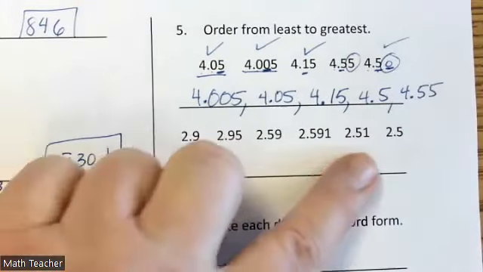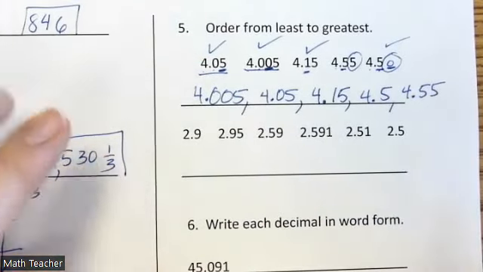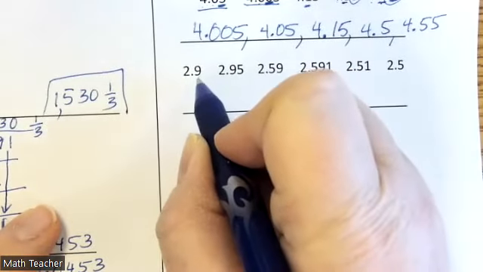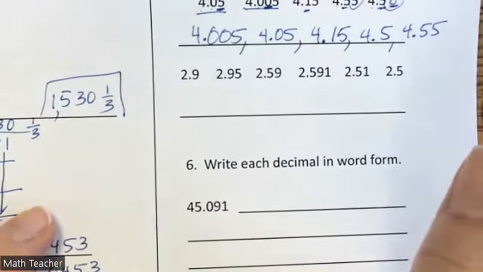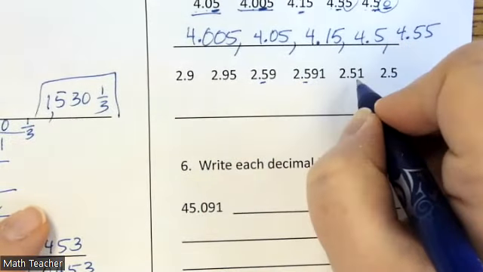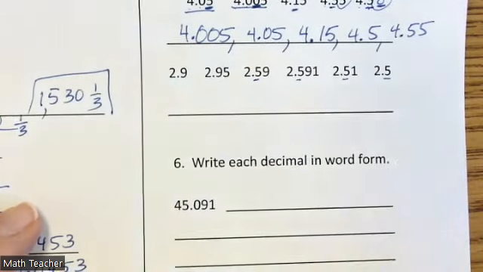And then moving on to the next set of numbers, again, they all have the same whole number. They're all 2. Okay, so then we look at the 10th place. The first two numbers have a 9. So we'll come back to those in a moment because those are larger. The next 3 numbers all have a 5 in the 10th place. So we'll look at the 100th place.